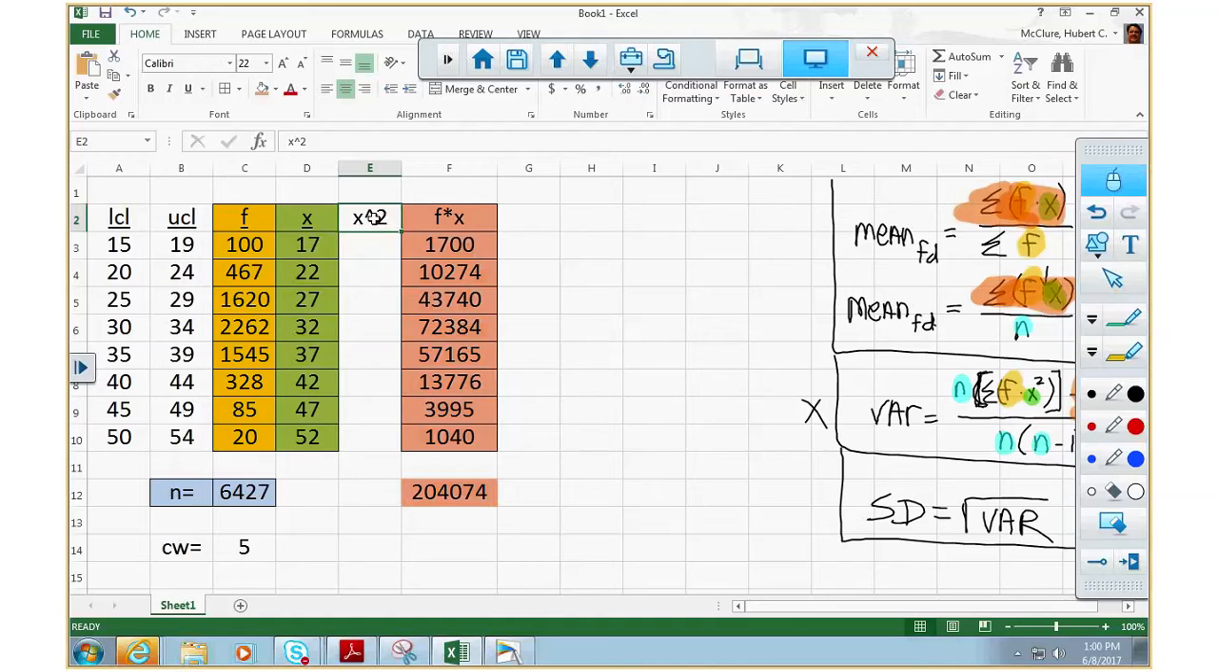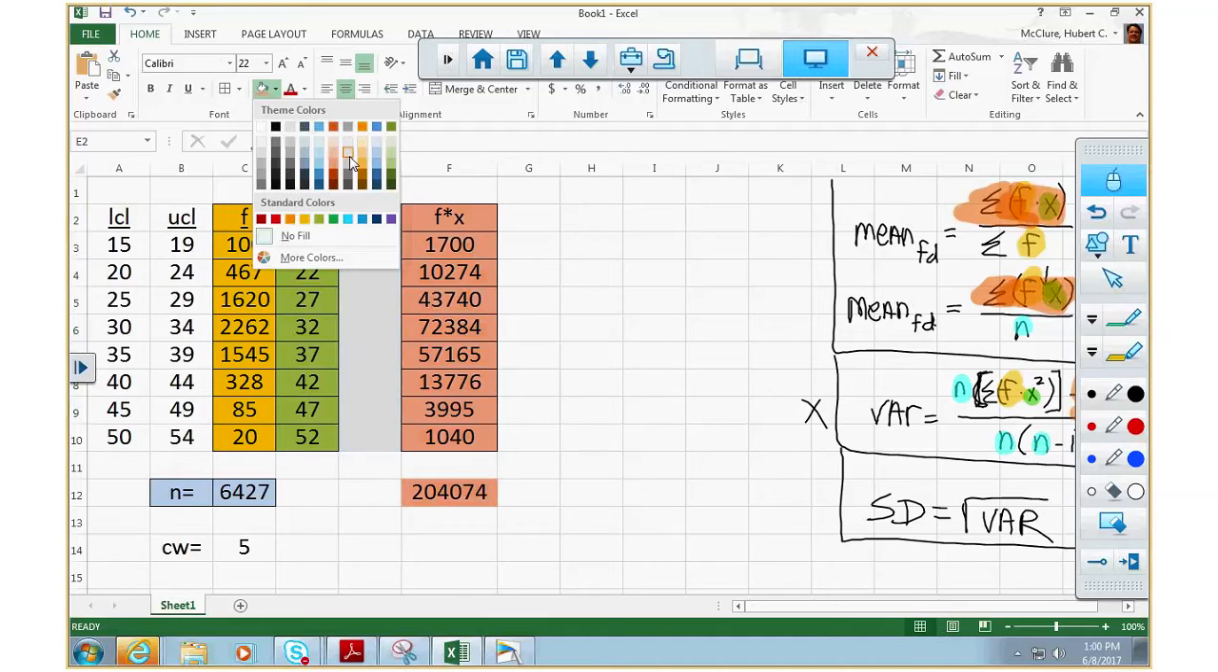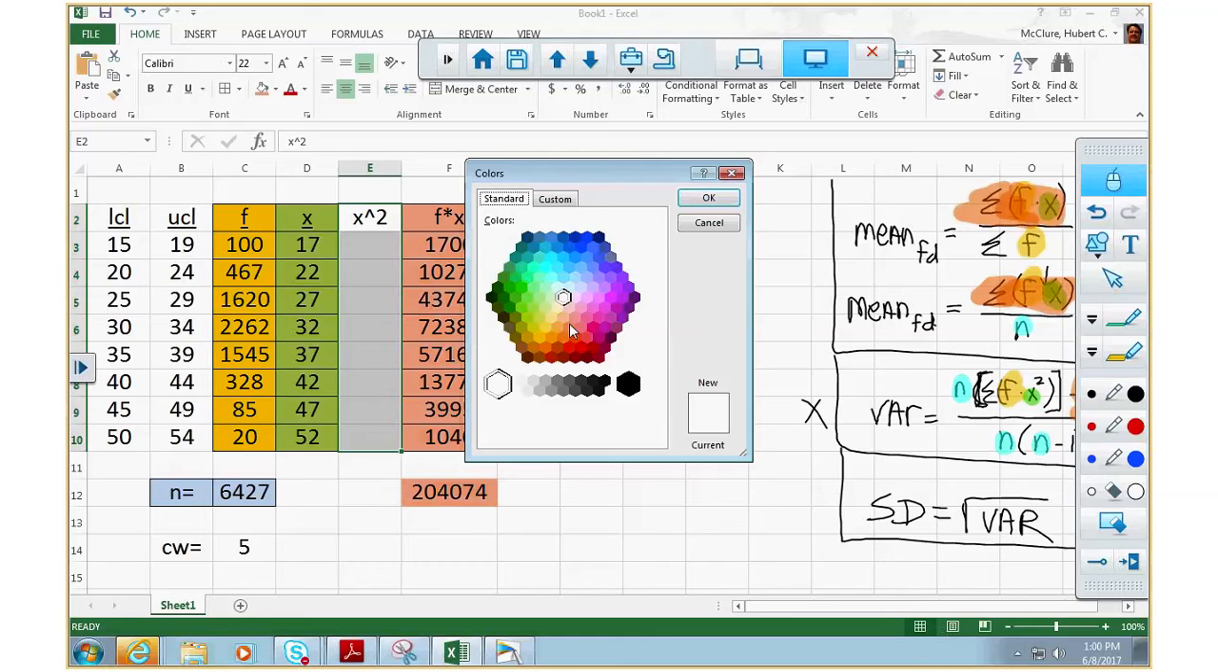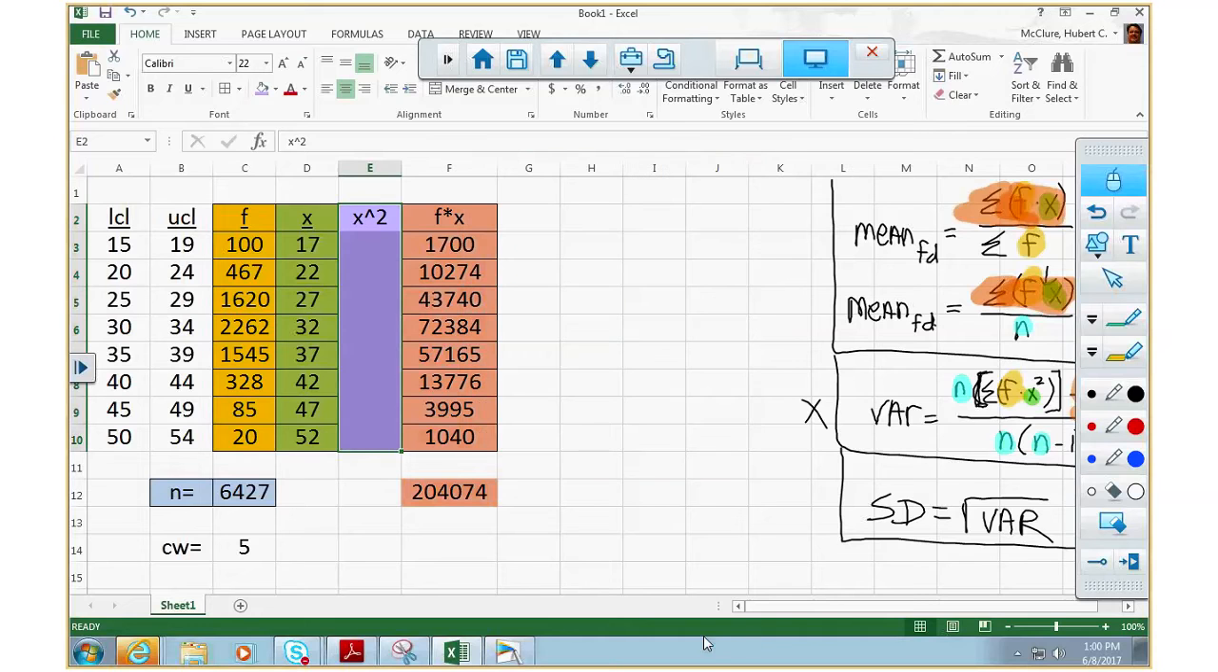And I'm going to color it. I'm going to color this whole column a different color. I'm going to do that. How about that? That way y'all can complain that you can't see it. How about that? That's the first thing you're going to say, I can't see it.